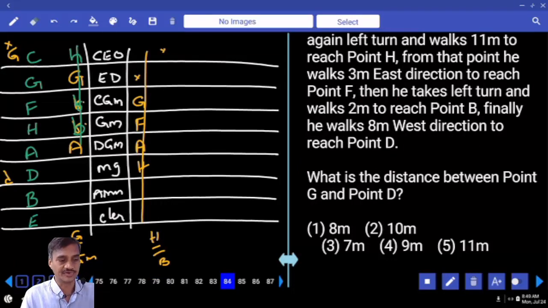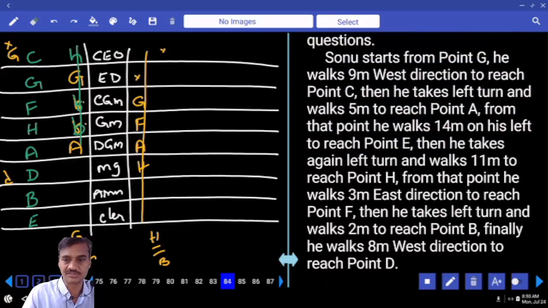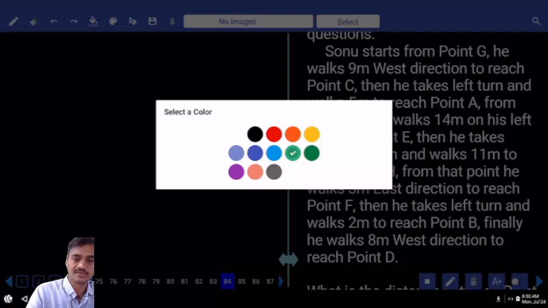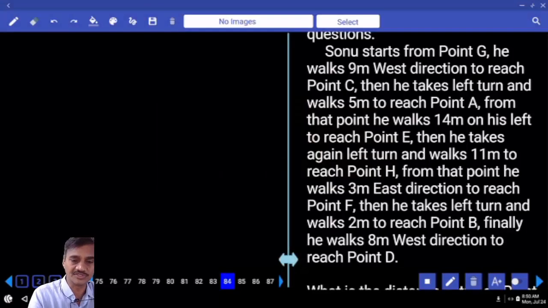Then next one 84 onwards. 84 to 86, these 3 are based on directions here. 84 to 86 directions. Now in the directions, Sonu starts from point G and walks 9 meters west to reach a point C. So let's start with this one. Then now Sonu starts from point G. This is the initial position G, and from here he walks how many meters? 9 meters towards west and to reach a point C.